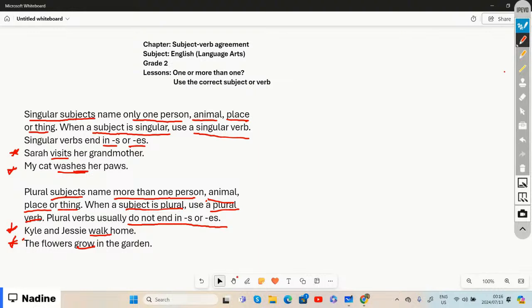All right. If we were to look, for example, at that sentence and how the sentence is written, we need to, like we said, remember the name of our chapter is subject verb agreement. Our subject needs to be in agreement with our verb, and vice versa. Our verb needs to be in agreement with the subject.